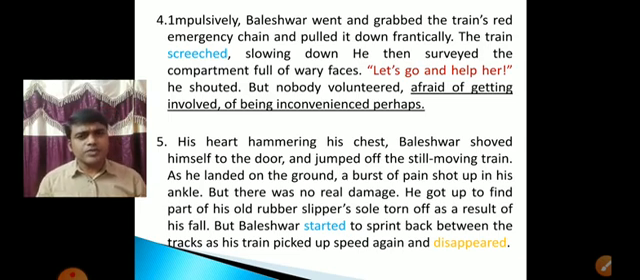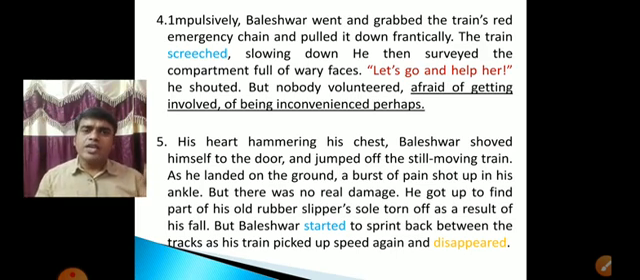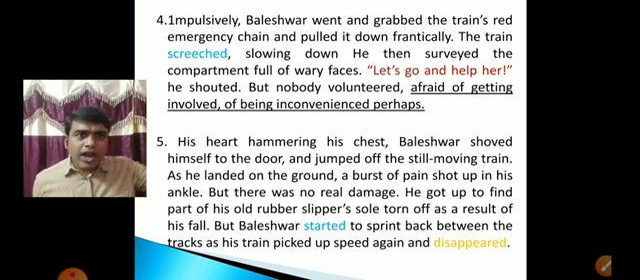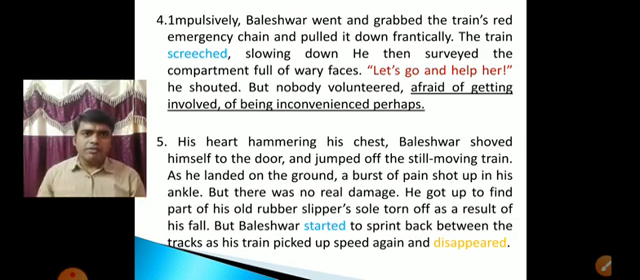Look at the center, children. What did the guy do? Baleshwar, as soon as he looked at the girl by the track, what did he do? Impulsively, look at the word there, impulsively, in the sense, without any second thought, what did he do? He went to grab the train's red emergency chain. See, in a train we can see the emergency chain. All of a sudden he went and pulled the emergency chain frantically.